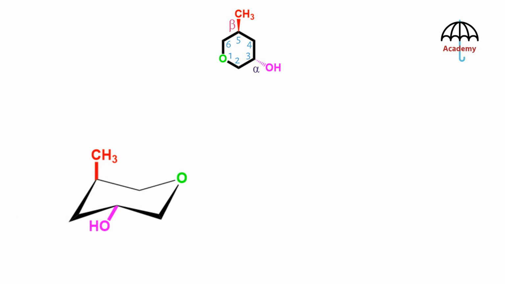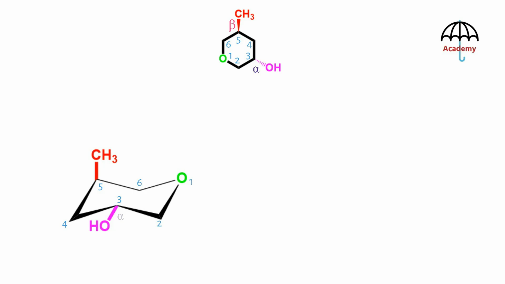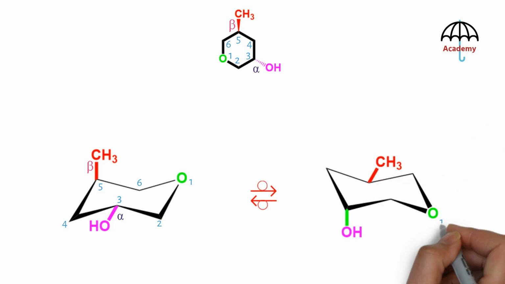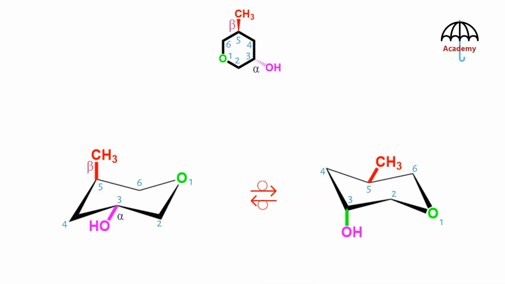The chair conformation can be drawn like this. Hydroxyl on C3 is equatorial down, means alpha. And methyl on C5 is beta. The ring flipped form appears like this. So that up atoms of chair are now down in flipped chair and vice versa. The hydroxyl group on C3 changes from equatorial to axial, but remains alpha as before. Likewise methyl on C5 changes from axial to equatorial but remains beta.